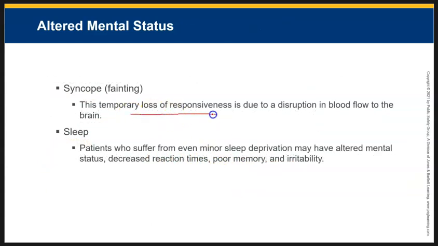Syncope is a temporary loss of responsiveness, a disruption in blood flow. We can think of it in everyday terms as fainting. The final S in AEIOU TIPS, sleep deprivation, can lead to altered mental status, slower motor function, and even irritability. AEIOU TIPS is a nice introduction to the possible causes of altered mental status.